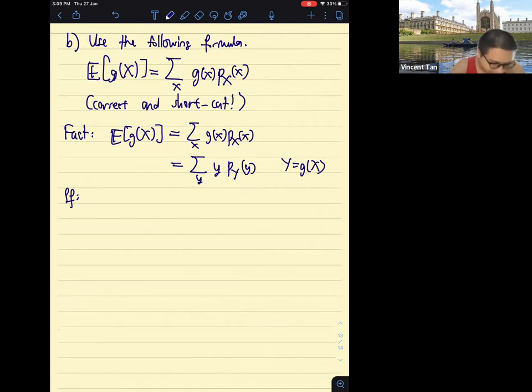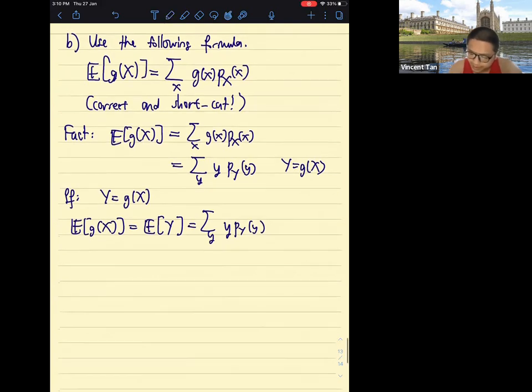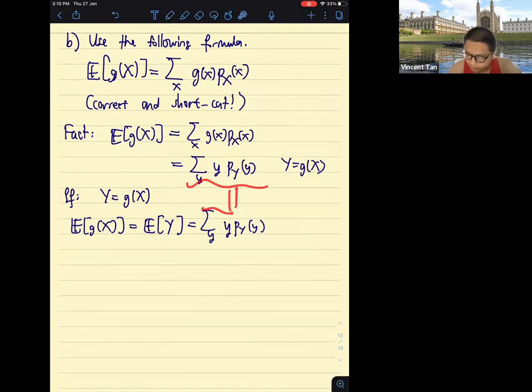So let's start with setting y equal to g of x. Then the expectation value of g of x is nothing but the expectation value of this y, which is given by this standard formula, the sum over all possible values of y, y p_Y of y. I'm starting from the vanilla formula, the standard formula here.